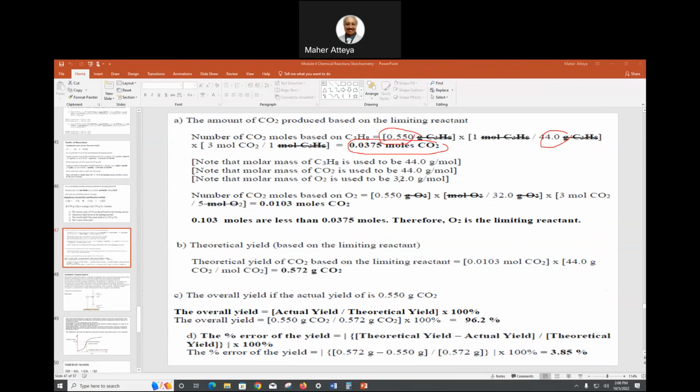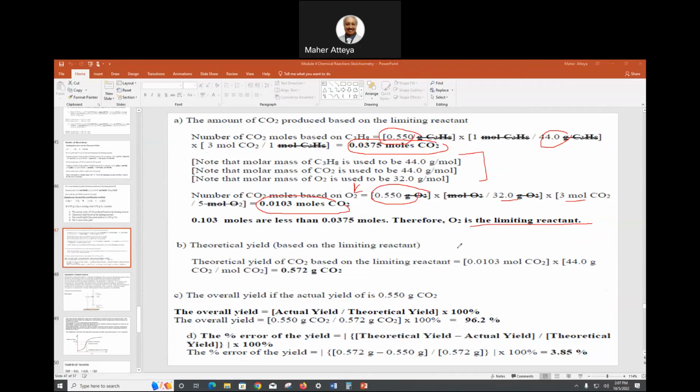Then I give you the molar mass of both here. Then you go here to the number of CO2 moles based on oxygen. Oxygen is this many grams divided by its molar mass. You go to the molar ratio, you have 3 moles of CO2 to 5 moles of oxygen. So now you tell me which is the limiting reactant, which is the smallest one, 0.01 or 0.03? 0.01, correct? So oxygen gives the least number of moles of product, so oxygen is our limiting reactant.